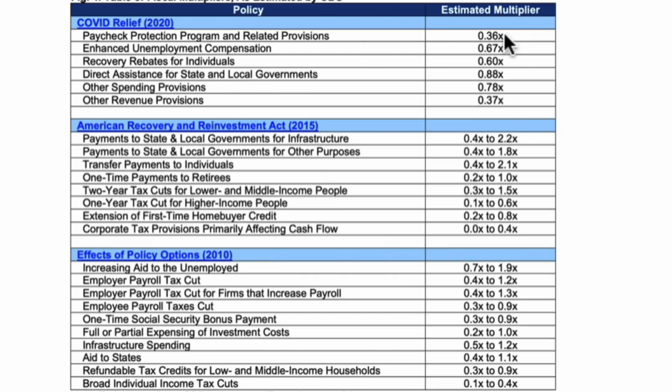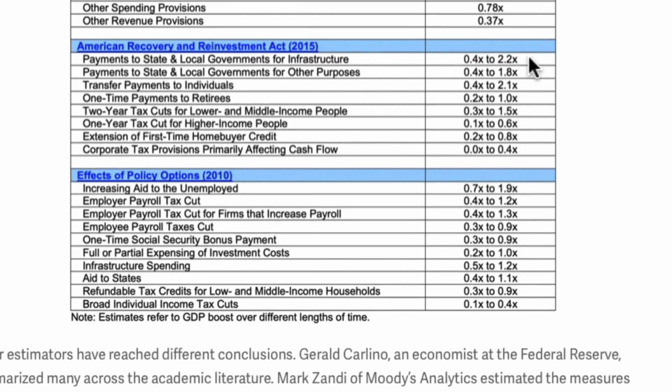if not more. If you look at these estimated multipliers, Paycheck Protection Program, 0.36 for every dollar you spend, you get 36 cents in GDP increase. None of them are very good at all. If we look at some of the ones that have higher multipliers, this is 0.4 to 2.2, this is to 1.8. This is payments to state and local governments for infrastructure or for other purposes. Transfer payments to individuals, 0.4 to 2.1. Tax cuts for lower and middle income people, up to 1.5. Not as good as just giving them money or money for infrastructure.